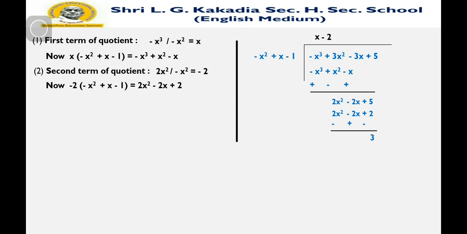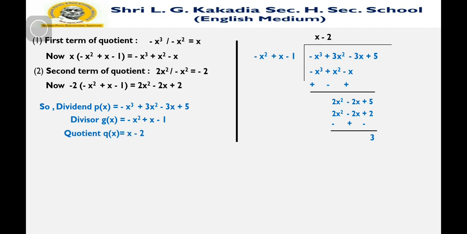So here you can see that the degree of remainder is less than the degree of divisor. So we stop the process. So dividend p of x is equal to minus x cube plus 3x square minus 3x plus 5. Divisor g of x is equal to minus x square plus x minus 1. Quotient q of x is equal to x minus 2, and remainder r of x is equal to 3.